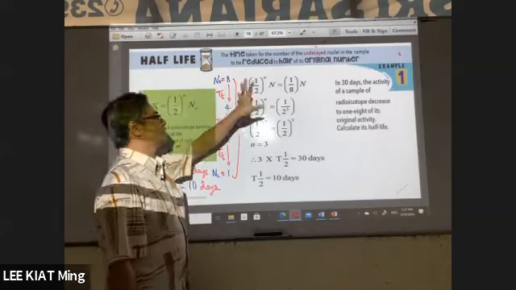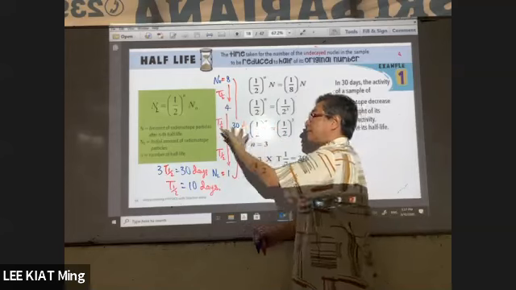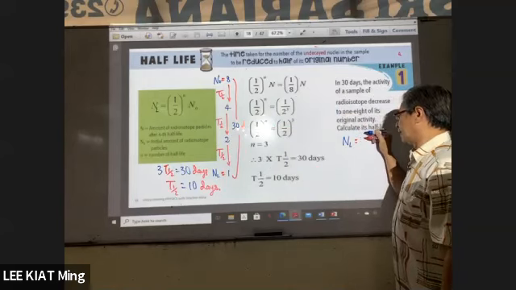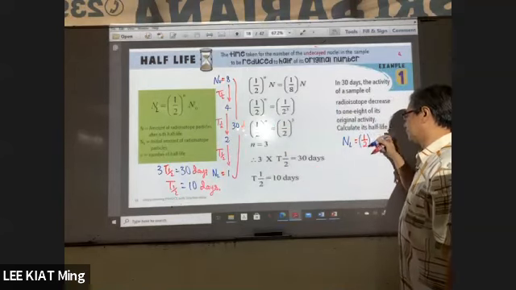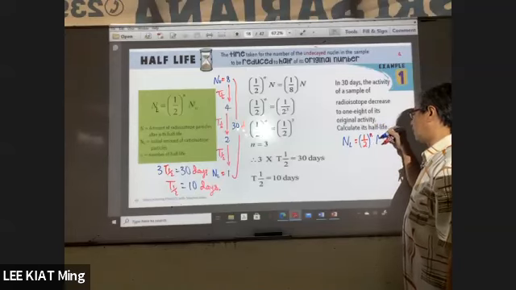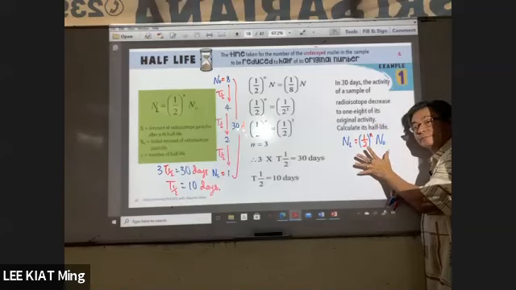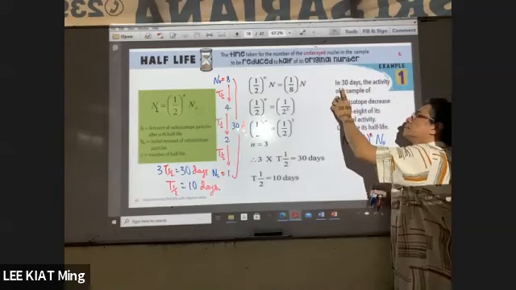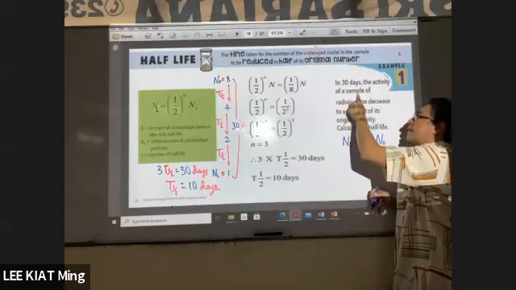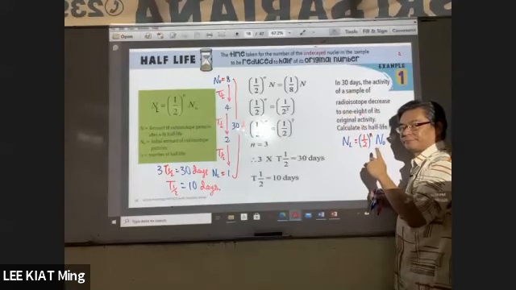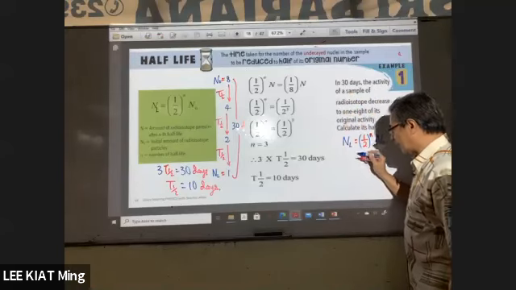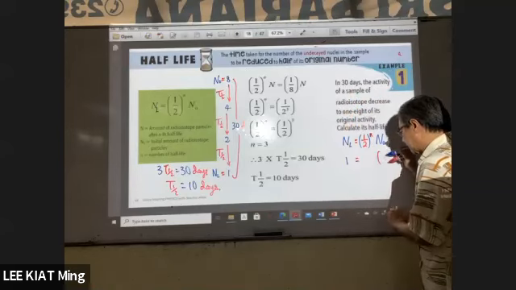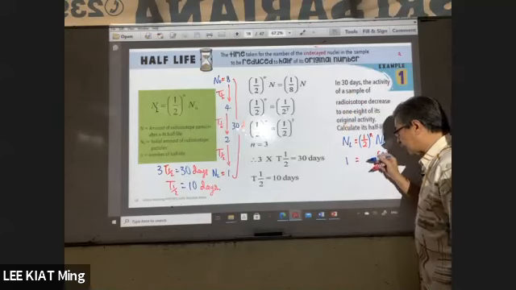But we can use this formula. If you don't understand this formula, it doesn't matter. I'll show again. Number of atoms left is 1 over 2 power n times the number of original atoms. This is the formula. In 30 days, the activity of a sample of radioactive decreased to 1/8. That means the number left is 1, and the original is 8.